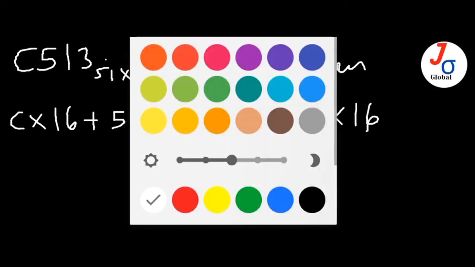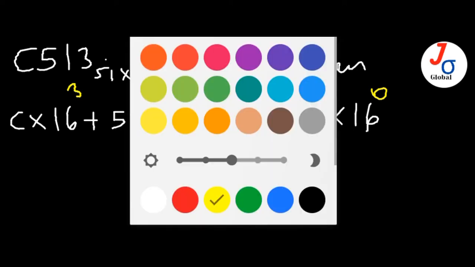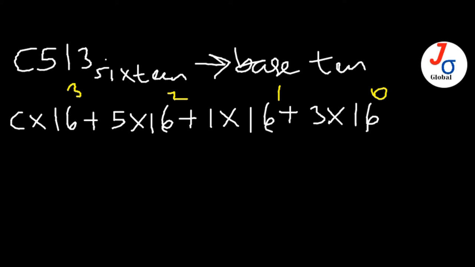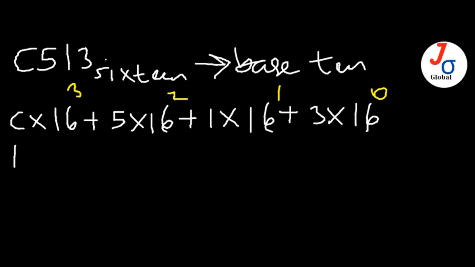So we give those bases the power. So you have 0, 1, 2, 3. Mind you, the base is this base that you are giving the power, not the digits. So you have C. Remember, A is equal to 10, B equals 11, C equals 12. So in base 16, C is 12. So I'm going to write 12 times 16.